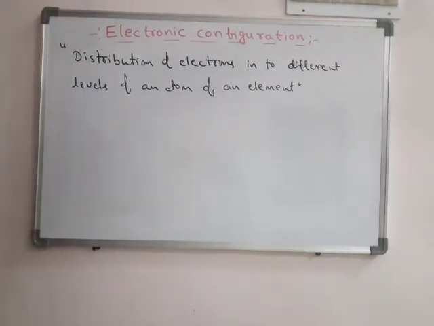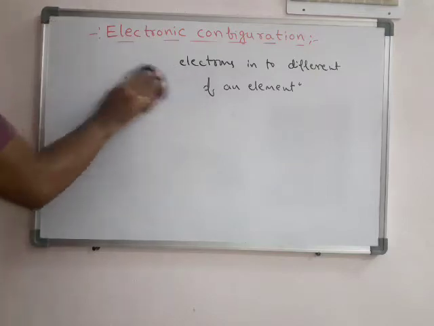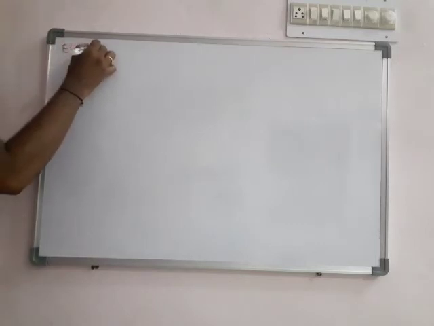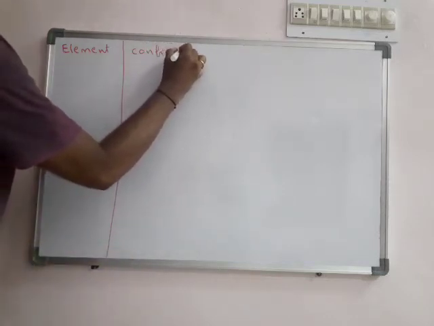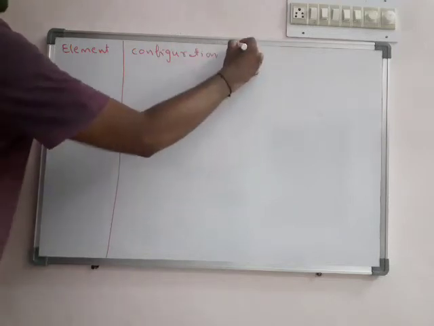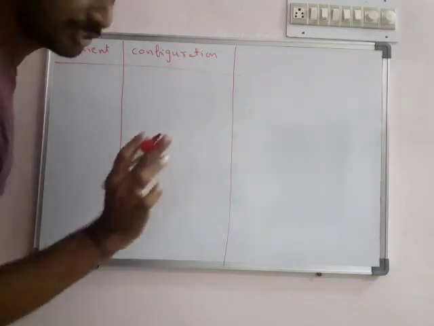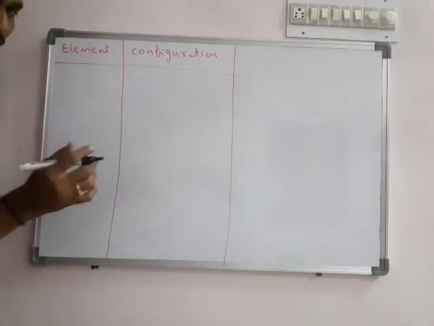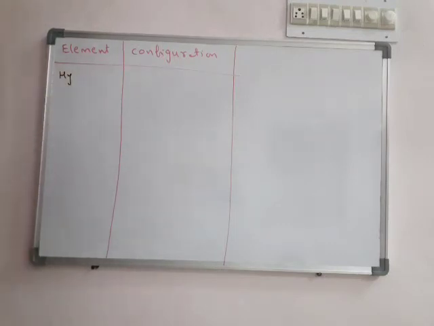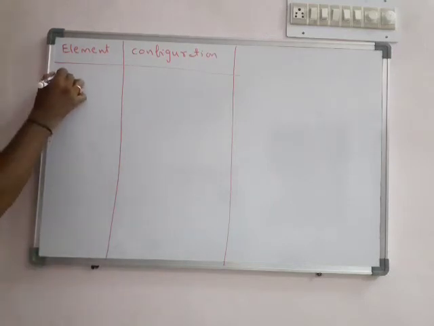Okay, now we see the electronic configuration of different elements. First we write the element name or element formula. Here the important columns are element and configuration. Configuration means electronic configuration. First see about hydrogen. We will write up to 30 elements. I think you already know the symbols of those elements. Okay, I write the name.